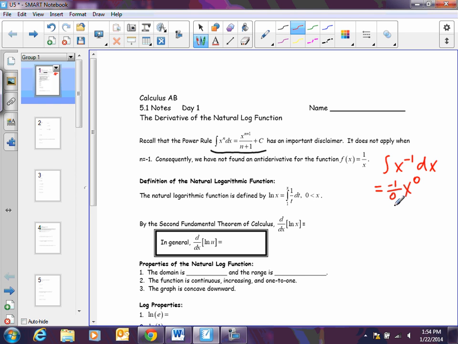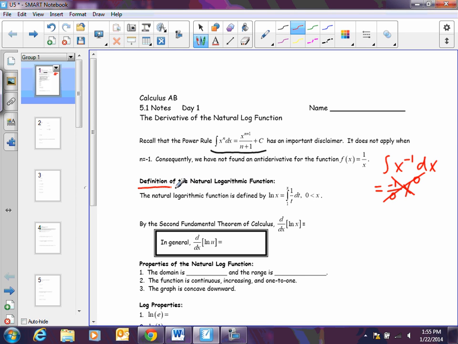What's -1 over 0? It's undefined. Anytime your denominator is 0 in a fraction, it's like trying to take a piece of pizza out of a pizza that doesn't exist. It's part over whole, so the whole can't be 0. This is not possible. So I haven't asked you to integrate this yet. We have not found the antiderivative for this function until today.